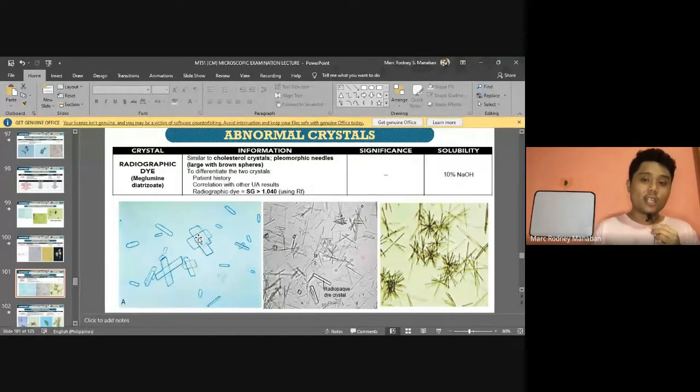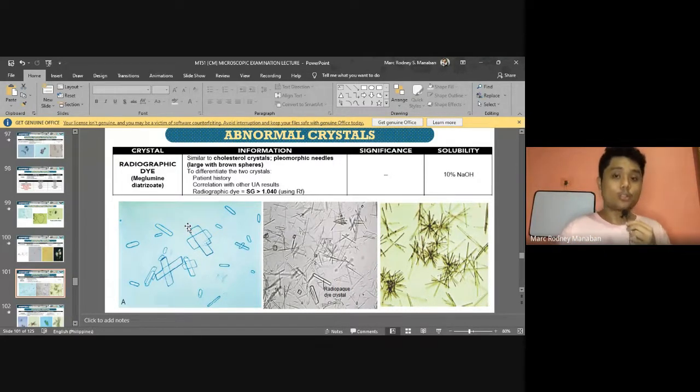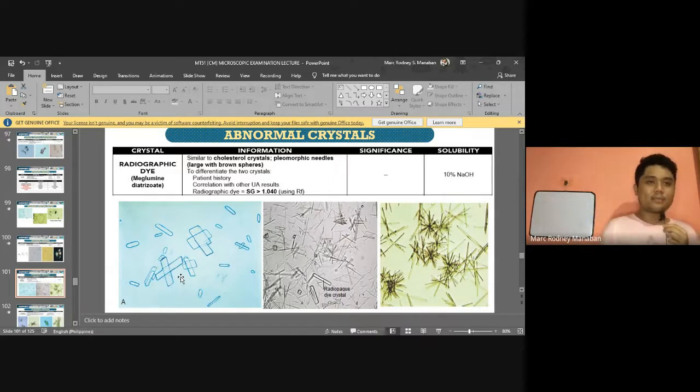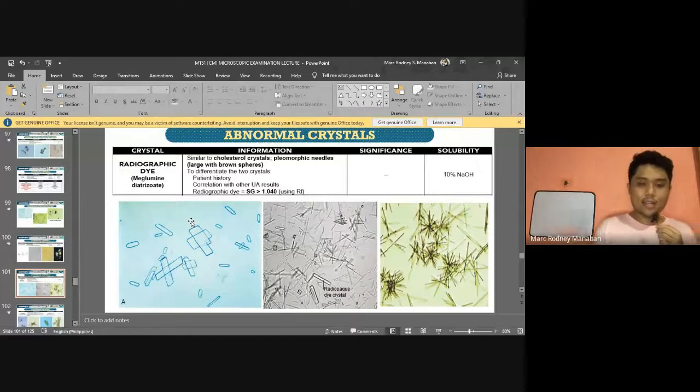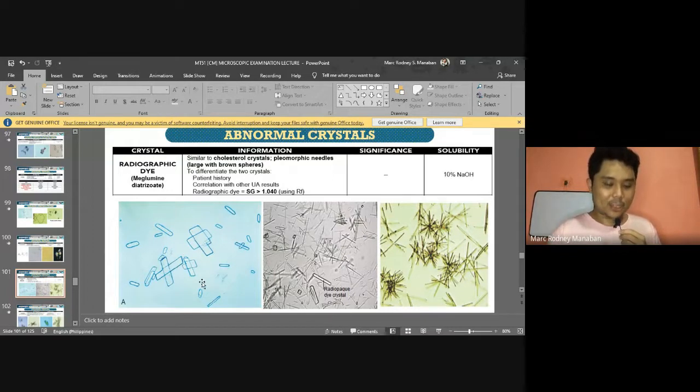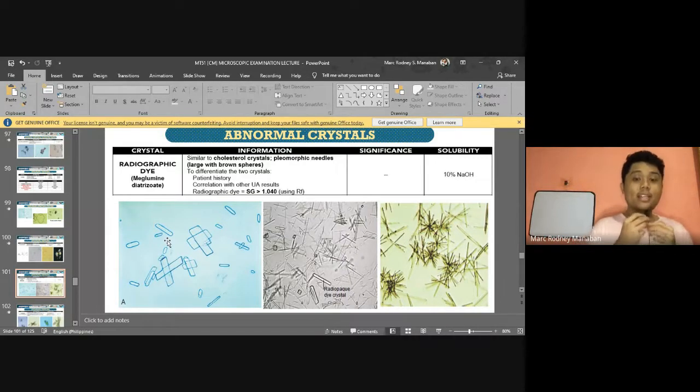If the patient is exhibiting nephrotic syndrome, alright, you should see proteinuria, fatty casts, fat droplets, and oval fat bodies, to confirm that the crystals seen are also cholesterol crystals. But if you see such crystals but there is no proteinuria, no fatty casts, no oval fat bodies, then the crystals are likely radiographic contrast media. And lastly, if your SG is greater than 1.040 using a refractometer or other density measurements such as urinometry, then it is caused by radiographic dye. Because if it is a cholesterol crystal, the SG should be normal and will not reach 1.040. Okay? A value higher than 1.040 is indicative of radiographic dye infusion.